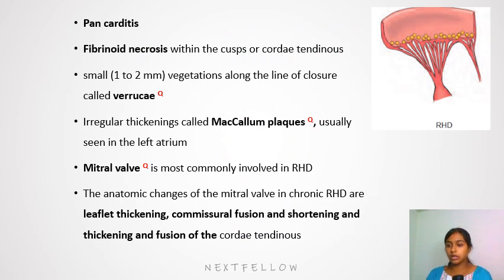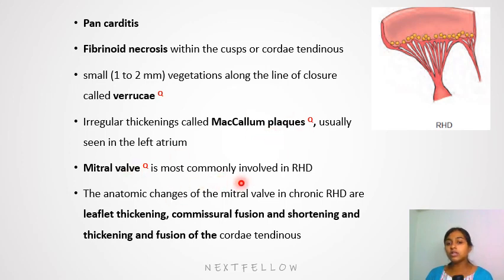Other gross findings seen in patients with rheumatic heart disease will be pancarditis, and there may also be fibrinoid necrosis of the cusp as well as chordae tendineae, and the next characteristic will be vegetation. Here the vegetation will be very small, around 1 to 2 mm, and they are seen along the line of closure. This vegetation is called verrucae. There may also be irregular thickening called MacCallum plaques. This is an important MCQ. These are seen frequently in the left atrium.